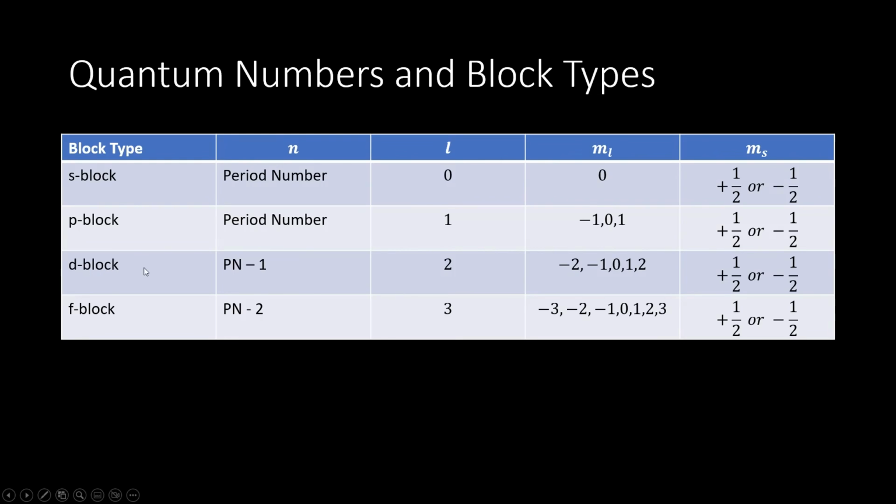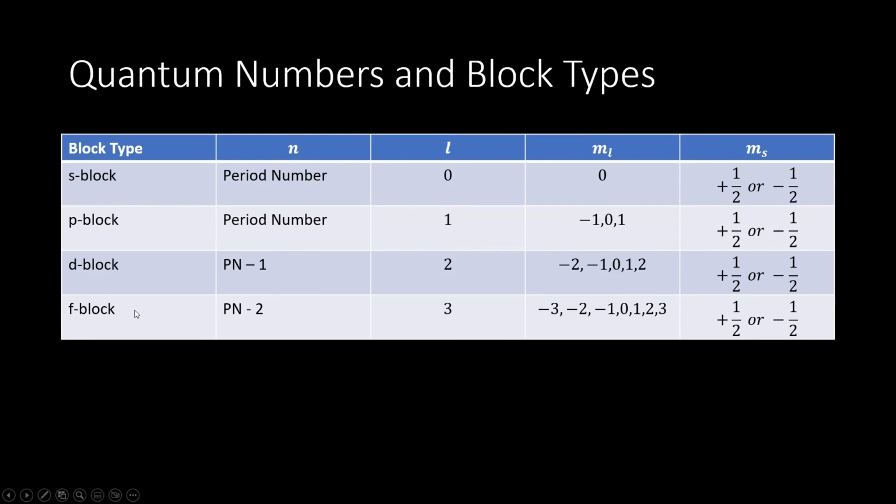For d block elements, the energy level n equals the period number minus 1. Anytime you see d, just think L equals 2. Therefore, M sub L can be -2, -1, 0, 1, or 2.